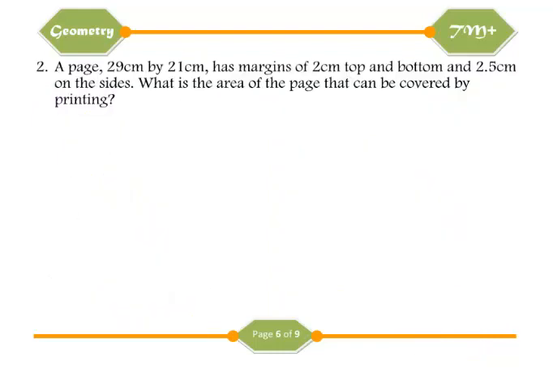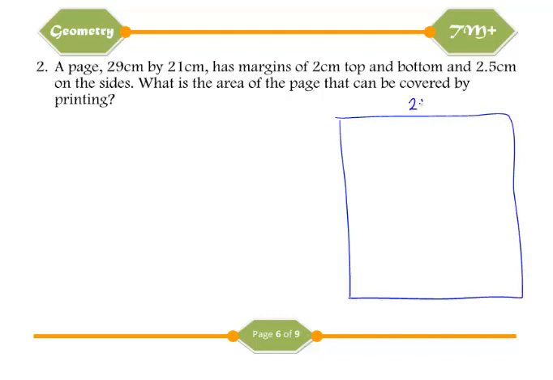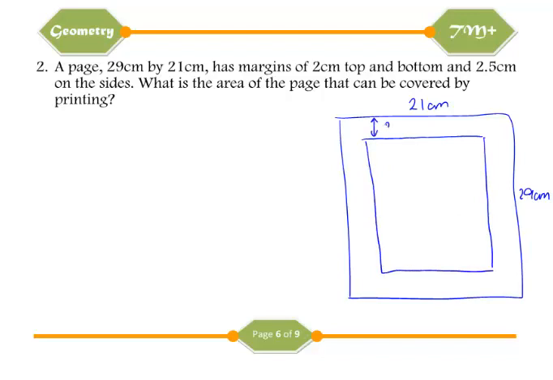Okay. Next, a page 29 by 21 centimeters has margins of 2 centimeters top and bottom and 2.5 centimeters on the side. So I'm going to draw a picture to help here. So it's 21 centimeters by 29 centimeters, and I have a margin such that this distance here is 2 centimeters, 2 centimeters, and the sides is 2.5. Okay, now I keep reading the question.